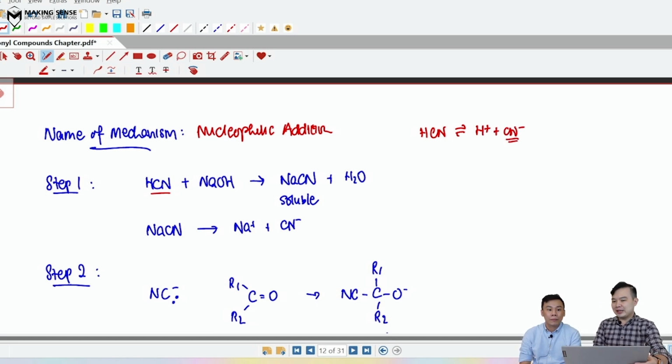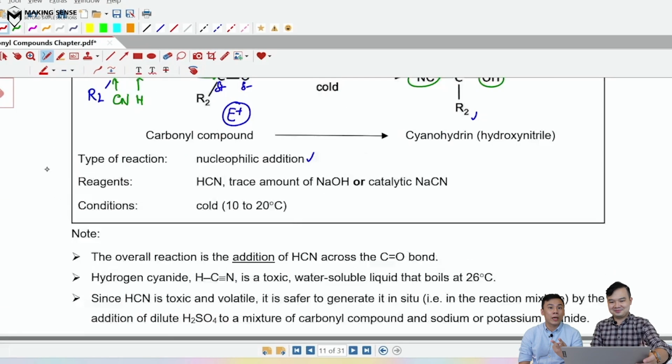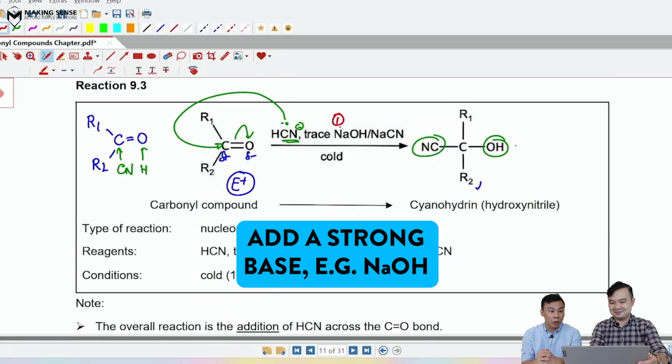So what do you think that we can do to increase the concentration of CN minus then? There's two strategies you can use. Firstly, we could add a strong base, NaOH, for example.